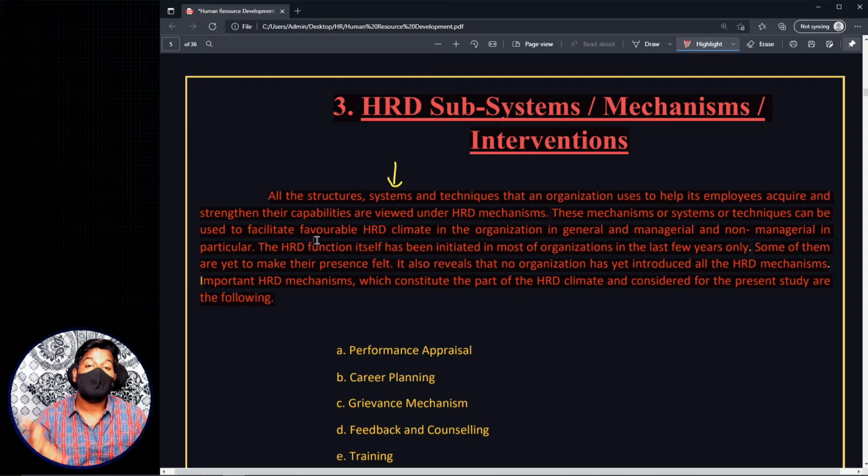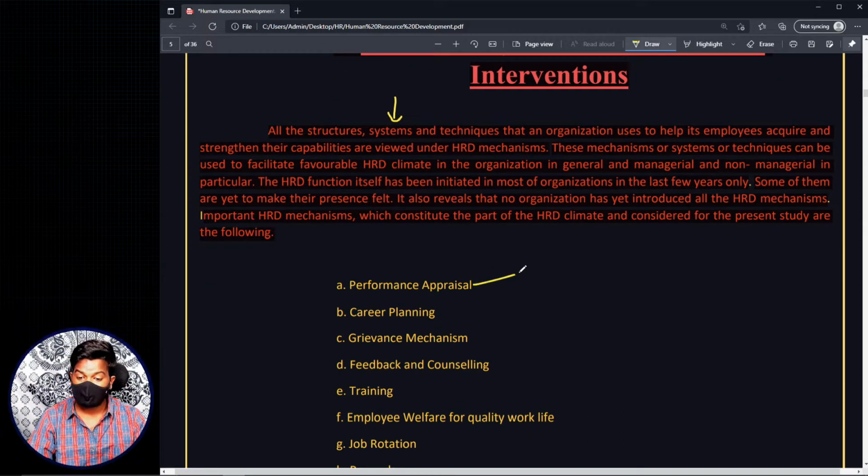But we have here chosen the most common or the most important HRD interventions. Now, let's look at what are the different HRD interventions that we will be talking about in the later part of this video. We will be talking about performance appraisal, career planning, grievance mechanisms, feedback and counseling, training, employee welfare for quality of work life.